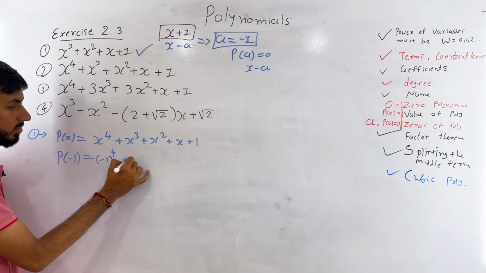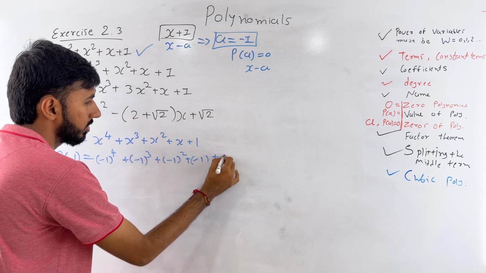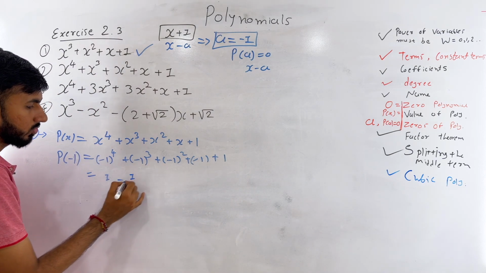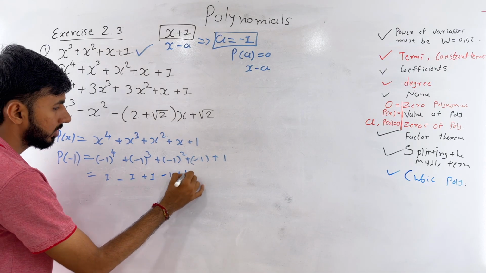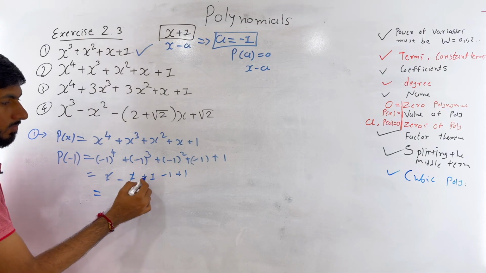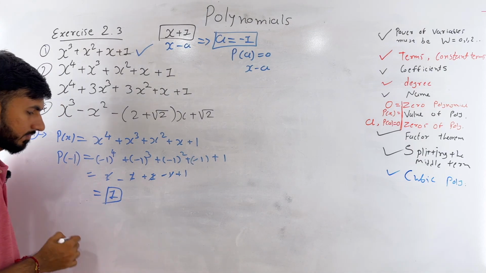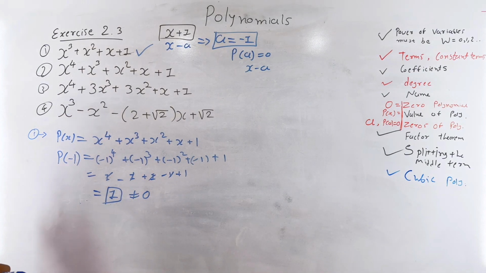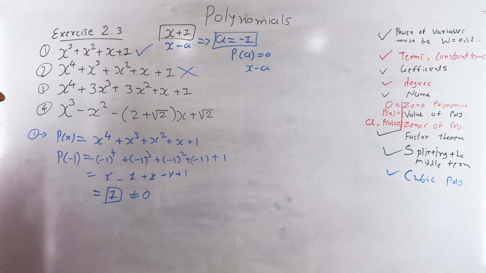(Minus 1) power 4 plus (minus 1) power 3 plus (minus 1) square plus (minus 1) plus 1. Now minus 1 power 4 is plus 1, cube is minus 1, so I have to write minus 1. Now here is a square, so I have to write plus 1, again minus 1 and plus 1. So minus 1 plus 1 cancel, minus 1 plus 1 cancel, and I have only positive 1. It is not equal to 0. So by factor theorem I can say that x plus 1 is not a factor of this polynomial, right? So for the second one, x plus 1 is not a factor of this polynomial.